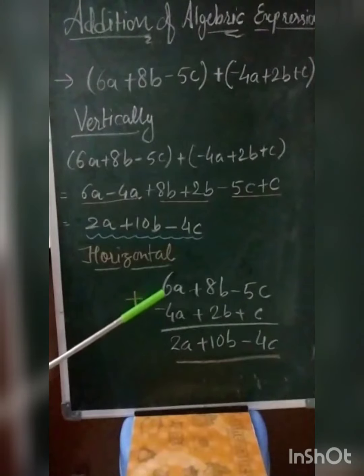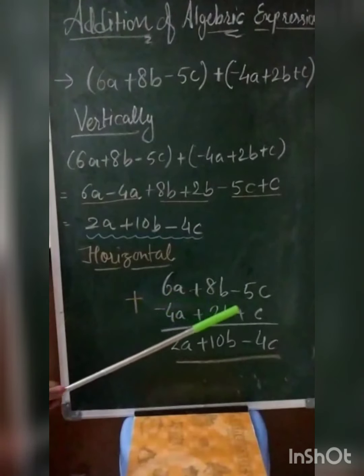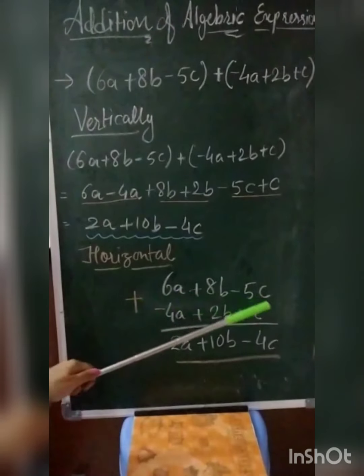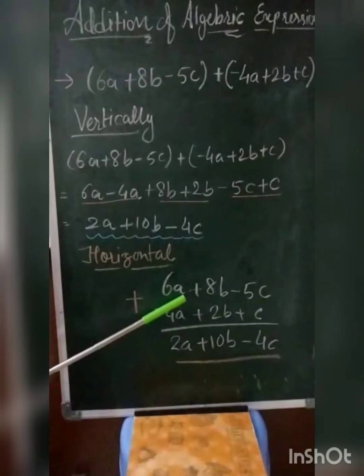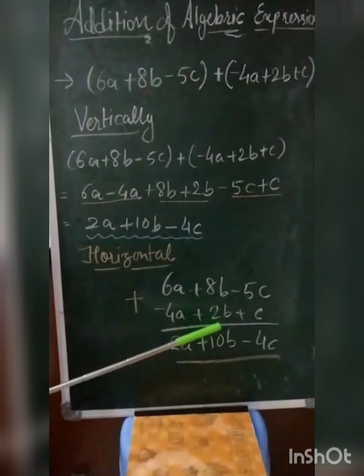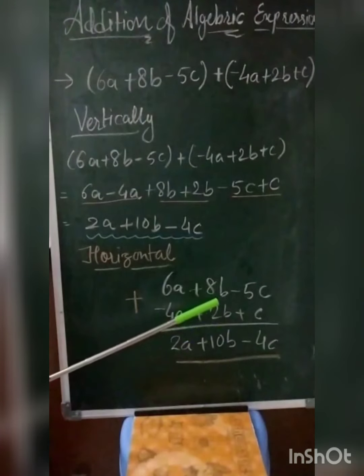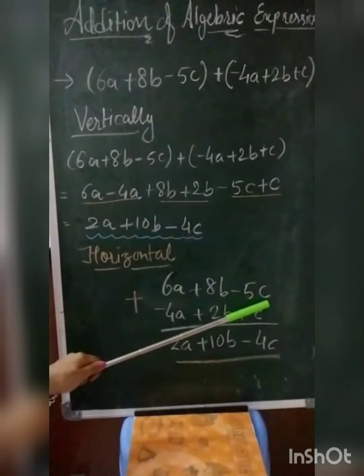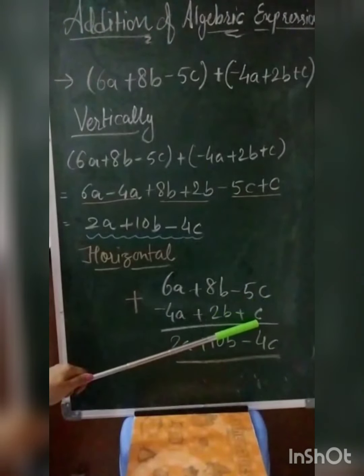Means above, if we write the terms together, the polynomial is 6a plus 8b minus 5c. After that, the like term of 6a is minus 4a, so we will place 4a below 6a. And then 8b, the like term is 2b, so we will place it below 8b. The 2b is the term which is like 8b, and it will be placed below 8b. Similarly for minus 5c, we are having a like term, that is plus c.